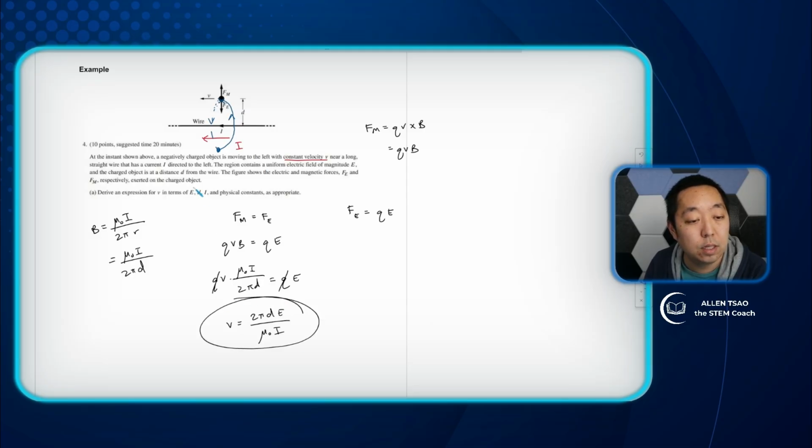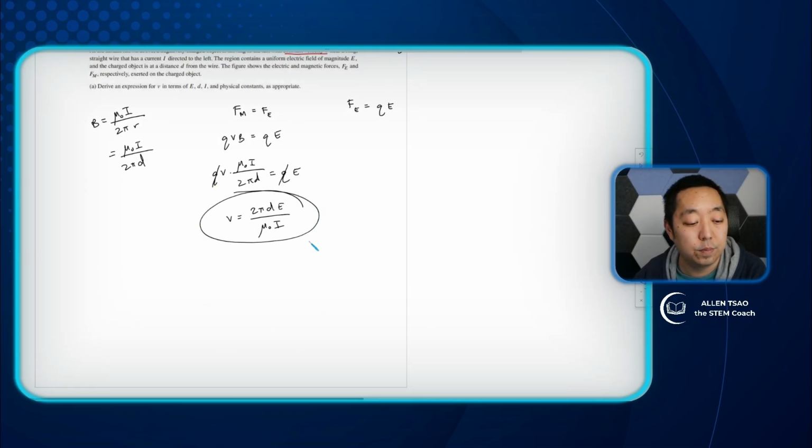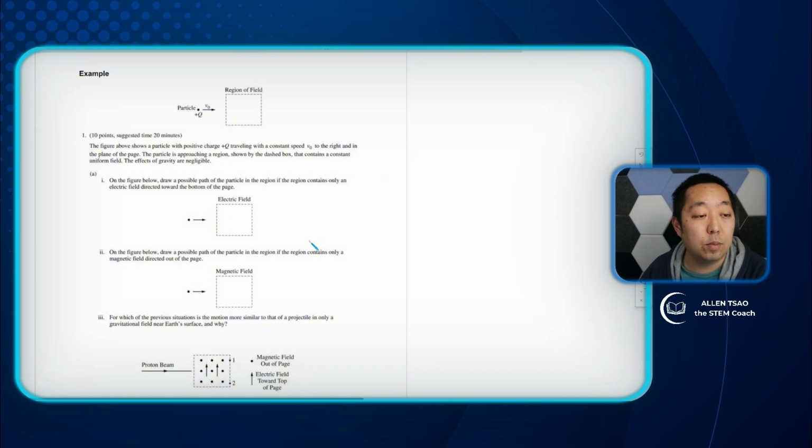And we can use all those variables. And that's it. Okay. Let's look at another problem here. So that one that uses the right-hand rule.